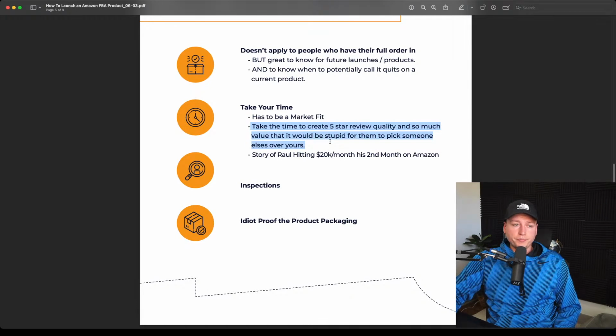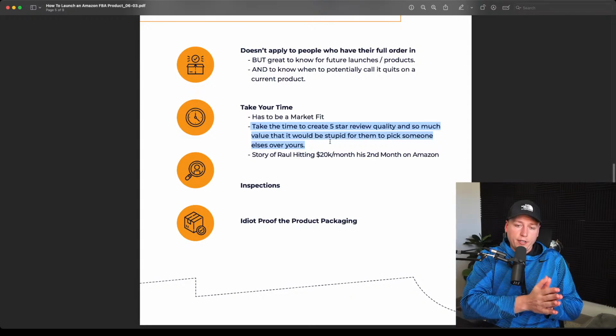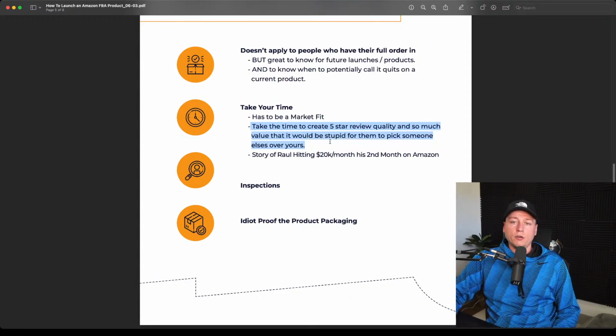So essentially, if you have that 5-star quality, when you make those investments for your launching, you're going to get 5-star reviews. You're going to get more traffic and convert that traffic. And over time, this will compound, where you don't have to do all these crazy launch things. Your product will be sustainable. And you can't really do this if you have a 3-star quality product. Then you include so much value that it would be stupid for them to pick someone else over yours. This takes a lot of time too.